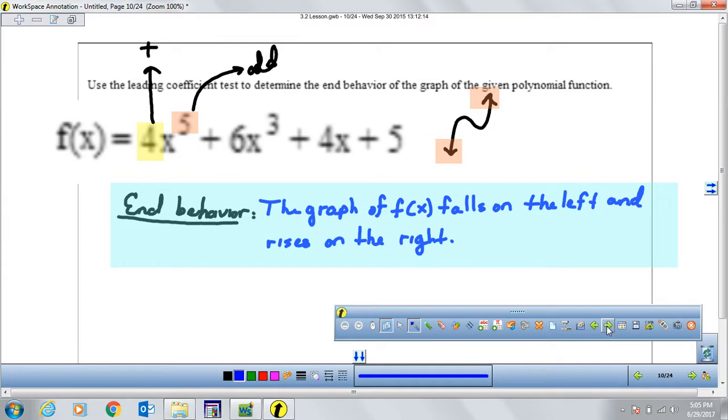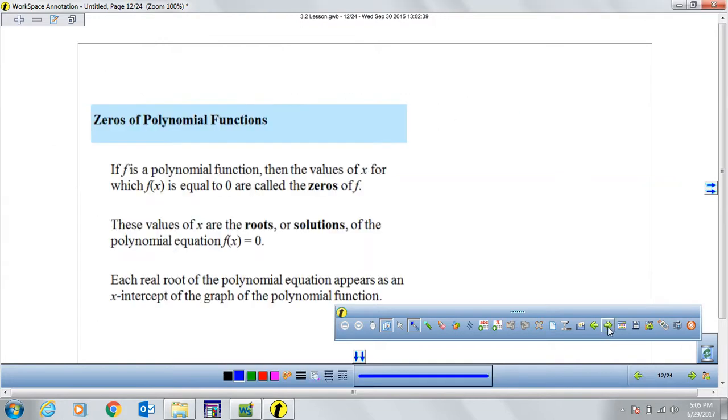Now, we're going to talk about the zeros again. Remember, what are the zeros? The zeros are the x-intercepts, the solutions, the roots. Those are the different words representing the x-intercepts. Of course, real roots.